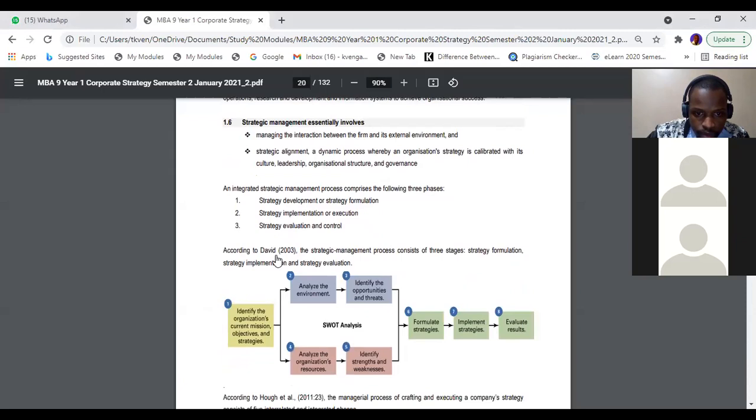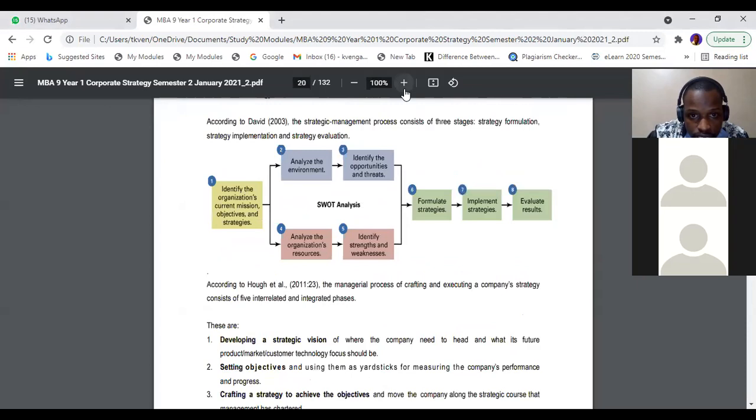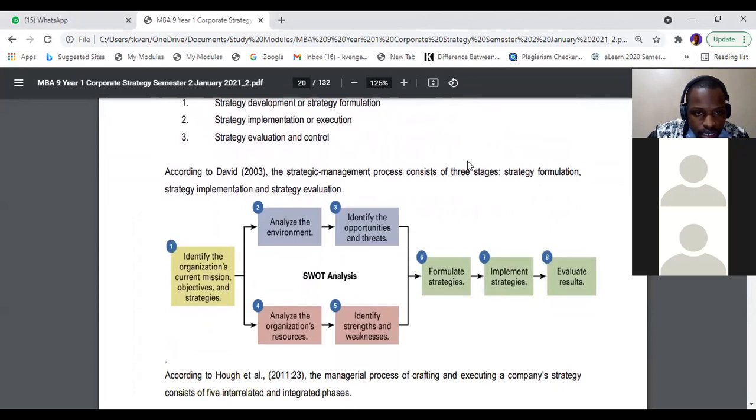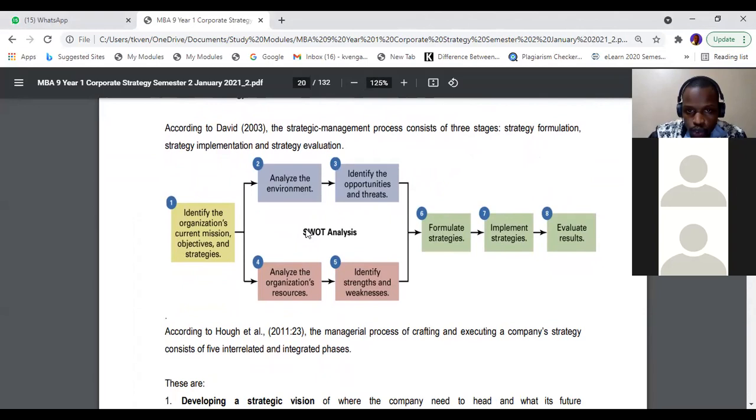Yeah, this one. This is the one that your lecturer uses. It's on page, what page number is this? Page 17, unit one. So you can see this one is with what? 8 steps. So you start with what? Identification of the mission, vision, and objectives.